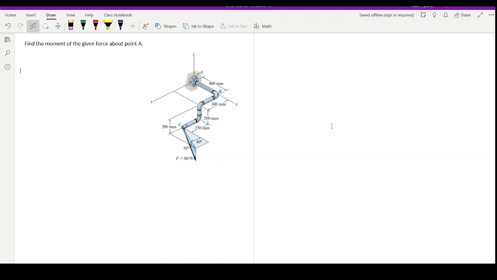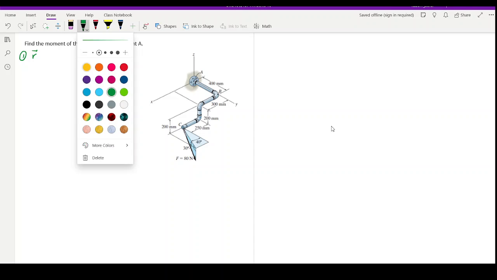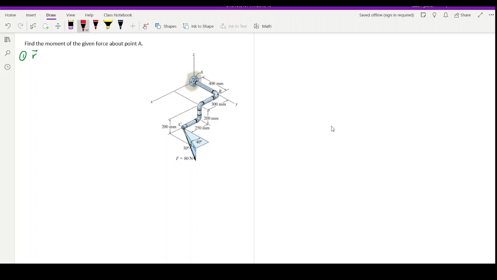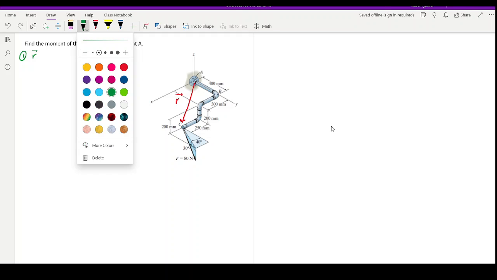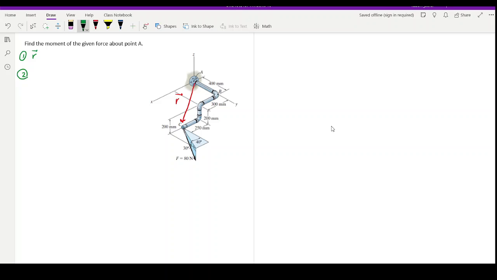Find the moment of the given force about point A. To solve a problem like this, first you need to express R in Cartesian. In this particular example, R is from point A all the way to point C because we are taking the moment about point A. Then step 2 is going to be expressing F in Cartesian.